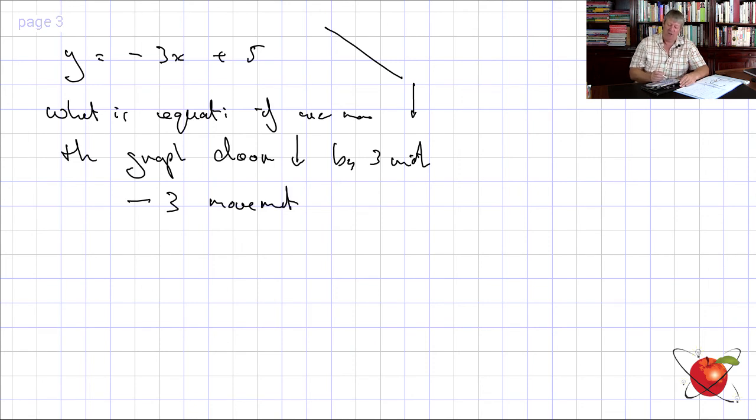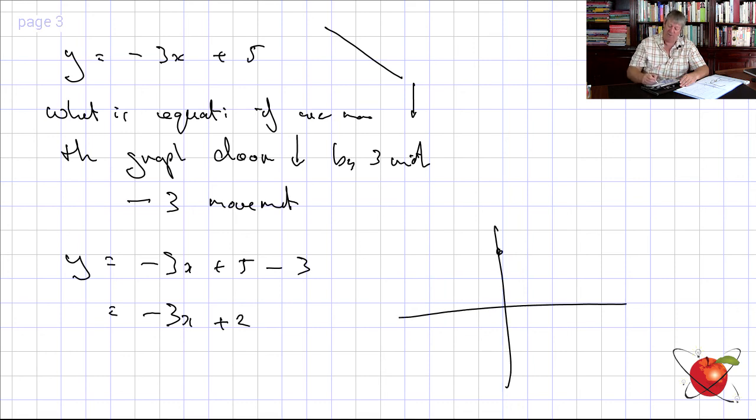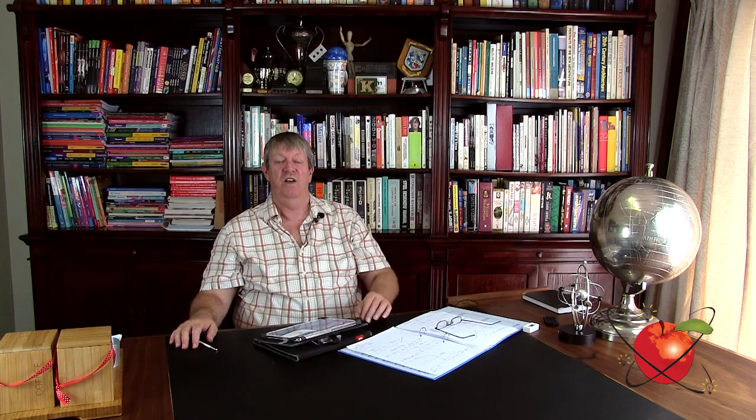So what are we doing? We are taking it down, so it affects the c. -3x + 5 - 3 is -3x + 2. So essentially the graph went from cutting over there at 5, now it cuts at 2. And the graph stays parallel. Parallel means that m is the same. The gradients of parallel lines are the same.